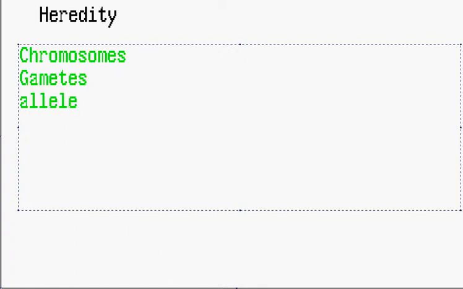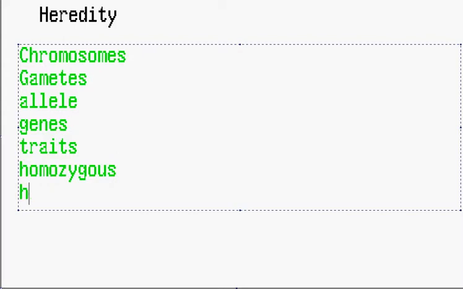We have first a whole bunch of vocabulary. We have chromosomes. Remember from our mitosis. We have gametes. We have alleles. We have genes. We have traits. And then we have 2 long words, homozygous and heterozygous. We're just going to go through these.